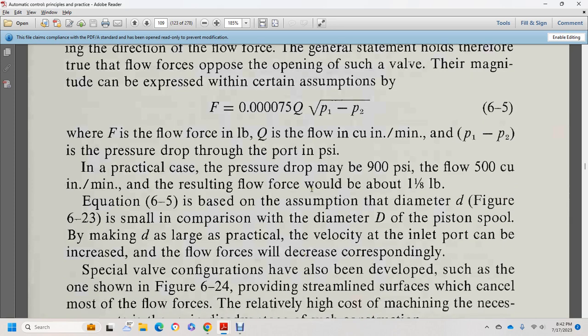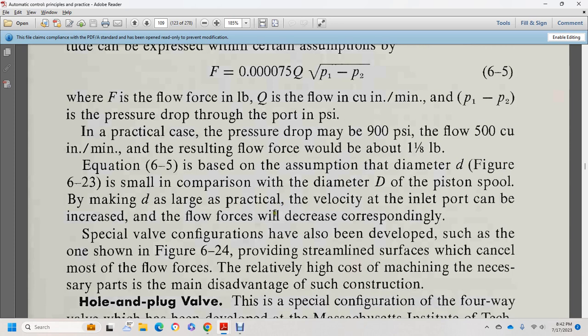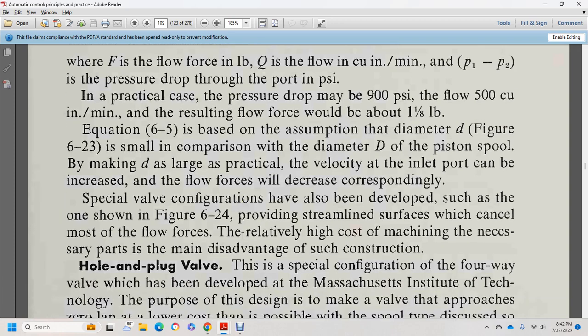The question is basically the assumption that the diameter d in the figure is small compared to the diameter D of the piston spool. If d is larger, then the practical velocity at the inlet port can be increased, and the flow force increases correspondingly. Special valve core configurations have been developed, shown in figure 6.24, with a dividing streamlined surface that cancels most of the flow force. The main disadvantage is the relatively high cost of machining the necessary parts and the complexity of the construction.